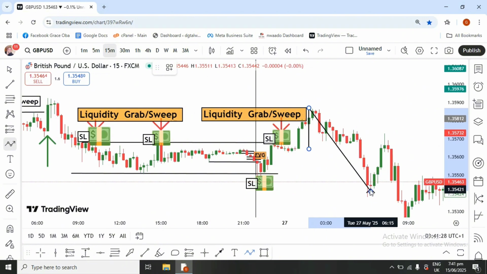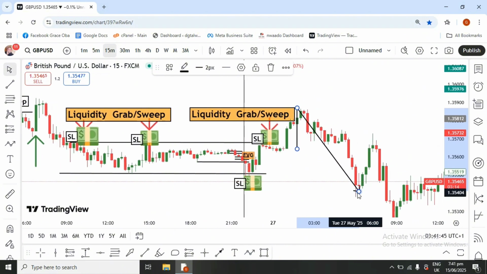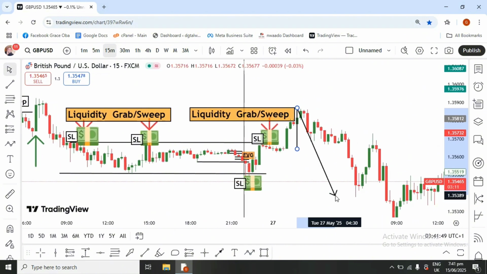That's an example of liquidity resting above equal highs and equal lows, or in a ranging market scenario, a liquidity sweep or grab above equal highs and equal lows. To me, what do you think? You can just discuss something with me in the comment section.